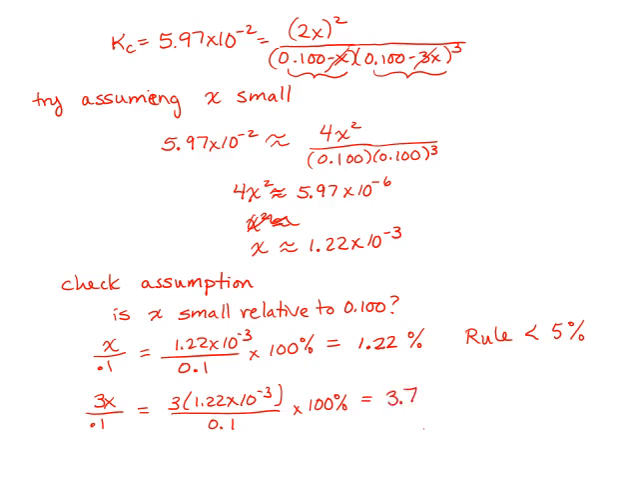And this time we get 3.7%, which is also still less than 5%. So this means that our assumption that we can neglect the x in the sums and differences in the Kc expression is a reasonable assumption. In other words, if we went back and plugged in our value of x into these terms in the Kc expression, it wouldn't change things very much.